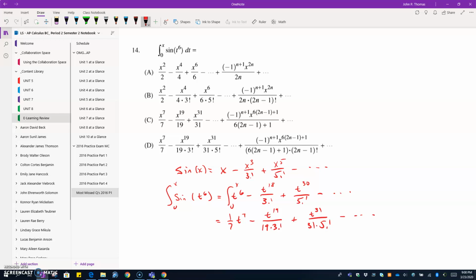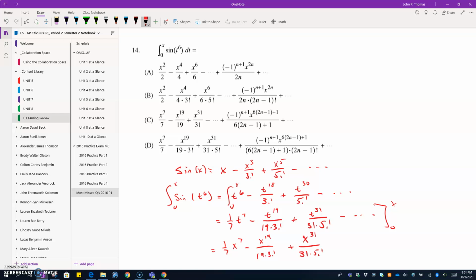All right, so at this point, I've got my integral in terms of t, so I'm going to plug in the 0 and x. The 0 makes every term disappear because every term had a t, so we're just really going to end up replacing the t's with x's. So not a huge structural change, just a little notation change. And then we're going to go look for this choice in the answer choices.